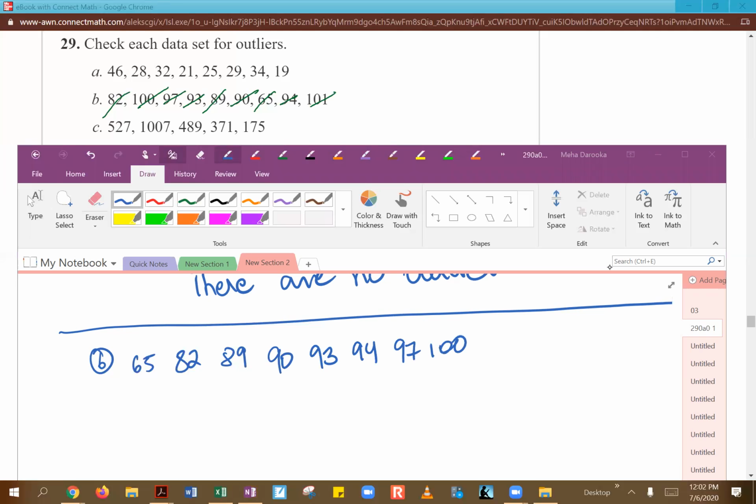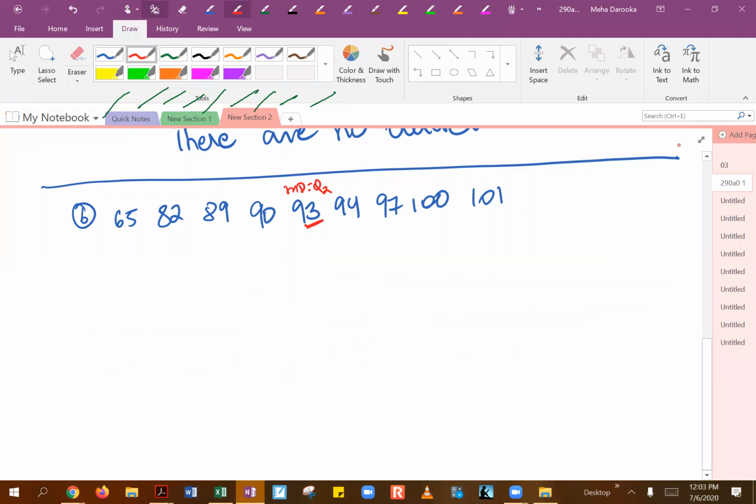All right, same thing. We need to find our Q1 and Q3. So it looks like we've got 1, 2, 3, 4, 5, 6, 7, 8, 9 data values over here. So that would be 1, 2, 3, 4, 5. 1, 2, 3, 4, 5. So this one would actually be our median or quartile 2. So what will quartile 1 and quartile 3 look like?